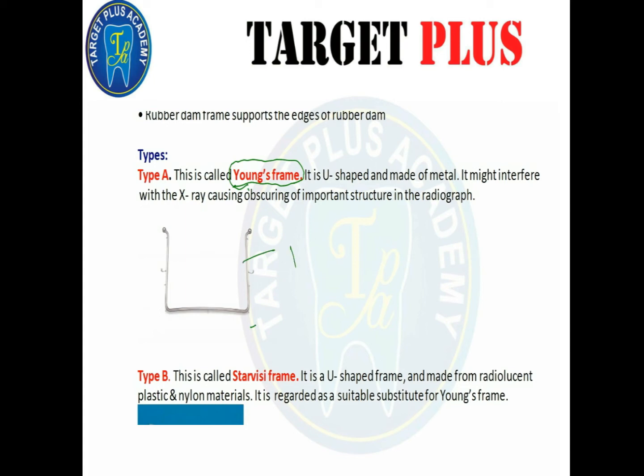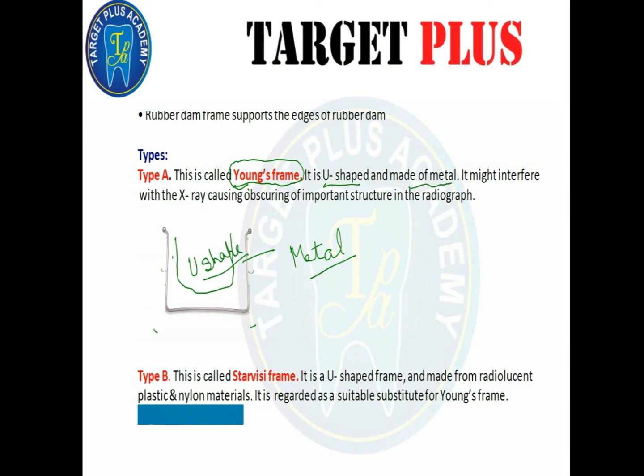Type A, it is called as Young frame. It is U-shaped and made up of metal. So it is made up of metal, and since it is made up of metal, it will interfere with the X-ray that will cause obscuring of important structures in the radiograph.